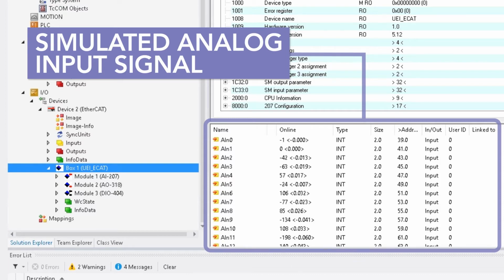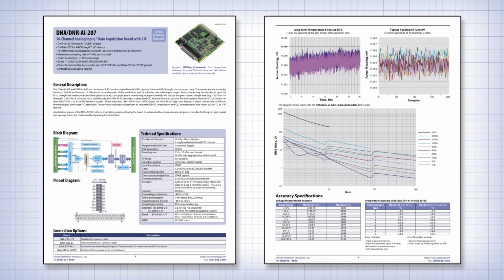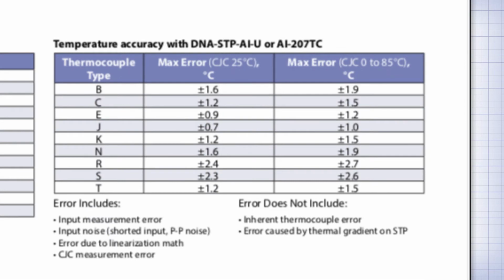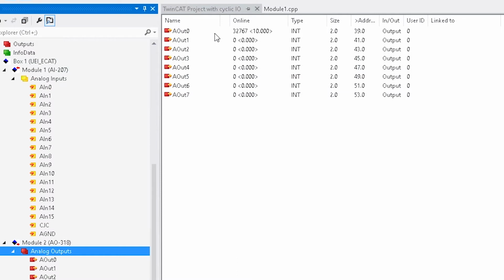Let's take a closer look at that input board. Among the configuration options available is the ability to adjust the input voltage through 12 different ranges, from plus or minus 10 volts to plus or minus 12.5 millivolts. This flexibility makes it compatible with a wide range of sensors, even thermocouples.